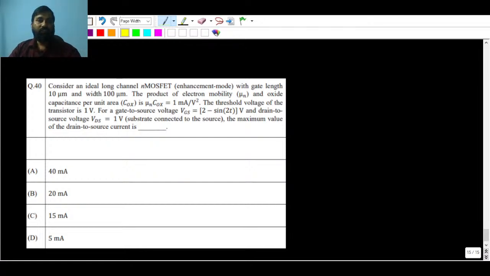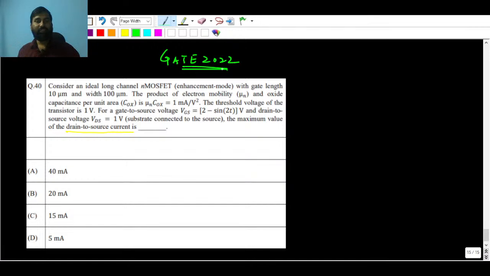So what is the speciality of this question? They are directly asking about the drain to source current. Let's see what they are asking. In the question, they are asking about the maximum value of drain to source current, right? This question was asked in 802.